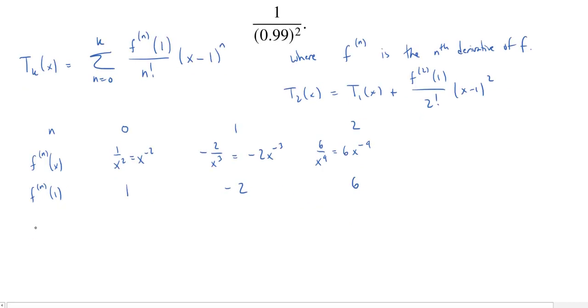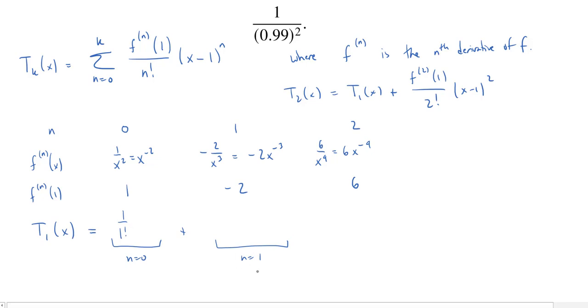Now I can write down, starting with T1 of x. I'm going to be taking the sum from 0 to 1, which means there will be 2 summands. So I'll need an n equals 0 term plus an n equals 1 term. When n is equal to 0, I get the 0th derivative at 1, which is a 1, divided by 0 factorial, so 1 over 1, and then x minus 1 to the 0, which we treat as a 1. So this entire term will just be equal to 1.